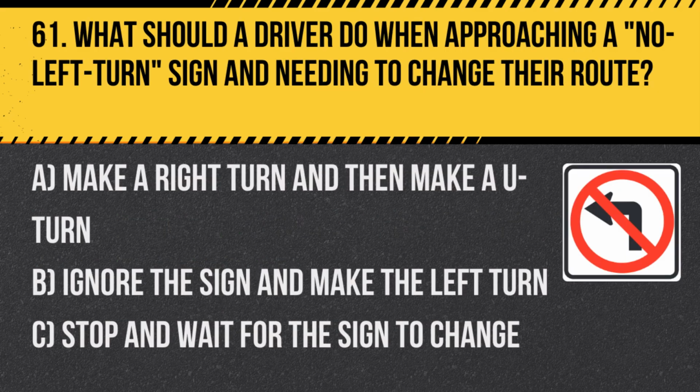Question 61. What should a driver do when approaching a no left turn sign and needing to change their route? A. Make a right turn and then make a U-turn. B. Ignore the sign and make the left turn. C. Stop and wait for the sign to change. Answer: A. Make a right turn and then make a U-turn. This ensures compliance with the no left turn sign.